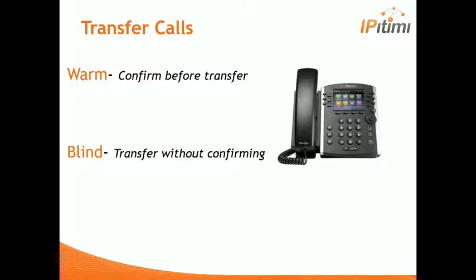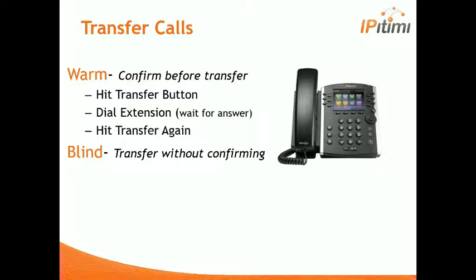Let's say you're a receptionist in a company, and Susie calls in wanting to talk to John. Well, you know that John is having a very busy day, and you don't know if he's available or willing to talk to Susie quite yet. So you want to talk to John just to make sure before you transfer her through. So what you would do is first hit the transfer button, which on your phone might look a little something like this. You can then dial John's extension and wait for him to answer. You can then talk to John and make sure he's ready to take the call. Once he confirms, you can hit transfer again and send Susie through.